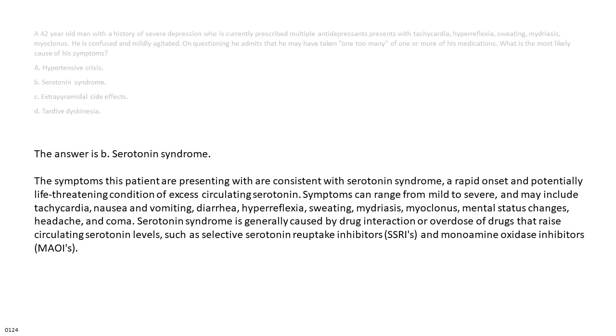The answer is B. Serotonin syndrome. The symptoms this patient is presenting with are consistent with serotonin syndrome, a rapid onset and potentially life-threatening condition of excess circulating serotonin. Symptoms can range from mild to severe, and may include tachycardia, nausea and vomiting, diarrhea, hyperreflexia, sweating, mydriasis, myoclonus, mental status changes, headache, and coma. Serotonin syndrome is generally caused by drug interaction or overdose of drugs that raise circulating serotonin levels, such as selective serotonin reuptake inhibitors, SSRIs, and monoamine oxidase inhibitors, MAOIs.